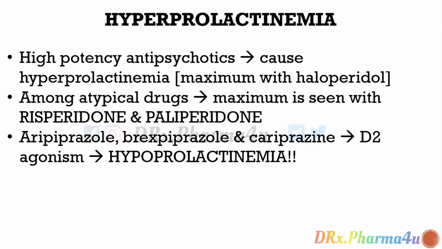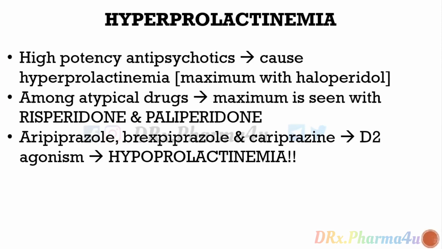This is very, very interesting. Actually, I was just checking a particular MCQ. So in that, this question had come in a different manner. High potency antipsychotics can cause hyperprolactinemia. So always remember that prolactin and dopamine are enemies. So as I said before that acetylcholine and dopamine are enemies.